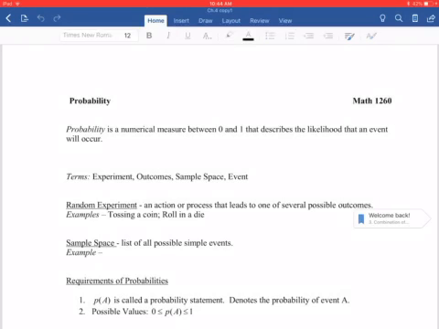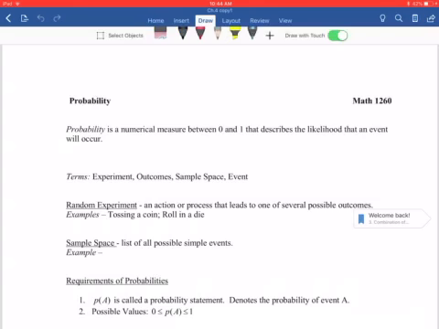So the probability that something's not going to occur is equal to 0. So it's not going to happen, probability 0. So probability is never negative, and it's never above 100% or 1. So we have some terms in probability: experiment, outcome, sample space, event. Okay, so when we have an experiment, it's an action that leads to some outcomes.